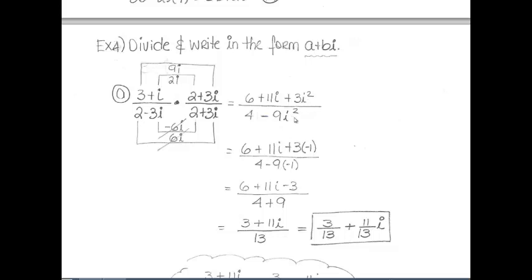Remember, i squared you need to replace with negative 1. So that's what I did. So that makes this a negative 3, and this makes a positive 9. And if you notice, 4 plus 9 is 13. 6 minus 3 is 3. And this is 11i. If you notice, there's no i in the denominator, and that's the whole idea of multiplying by the conjugate here. My final answer, because they asked me for a plus bi, I'm just going to break the fraction: 3 over 13 plus 11 over 13.